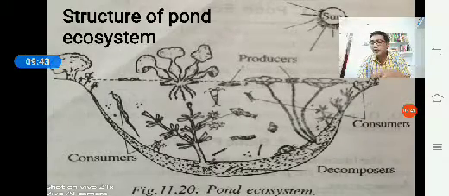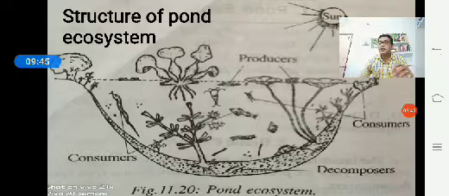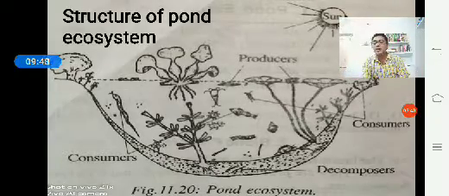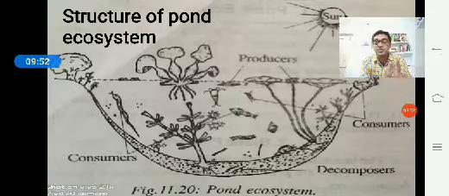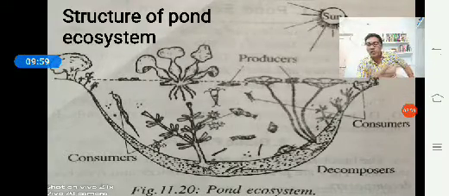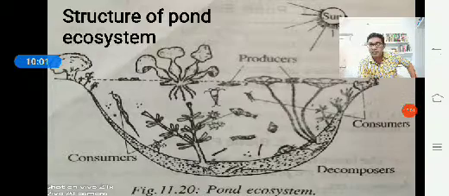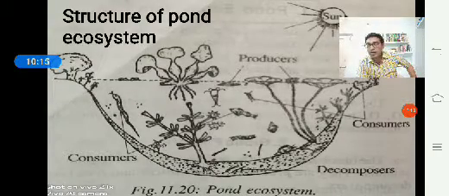Next, the interaction of biotic and abiotic components results in a physical structure that is the characteristic of each type of ecosystem. So for any ecosystem, whether the pond ecosystem or any other, the interaction of biotic and abiotic components gives the physical structure, and that is the main character of each and every ecosystem.